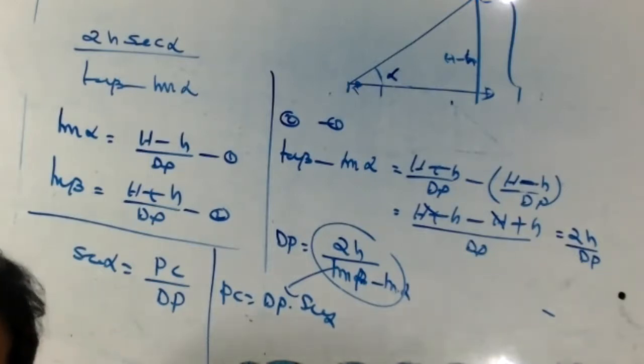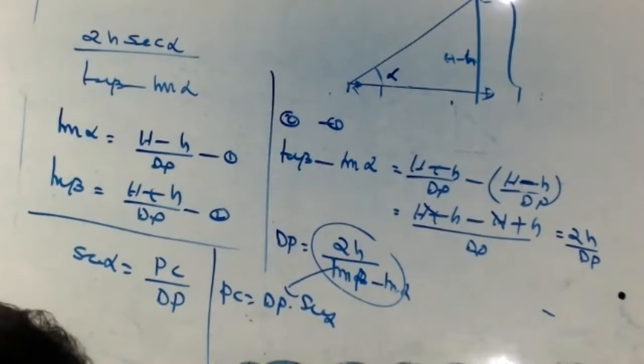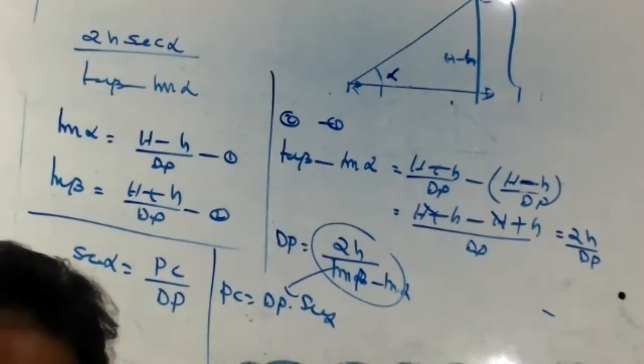Answer is, wait, let me check. Yeah, answer is: distance is 10 root 3 and height is 40 meter. Height is 40 meter.